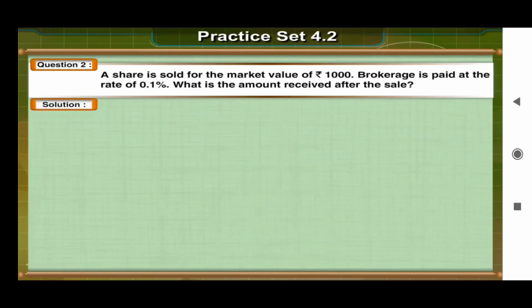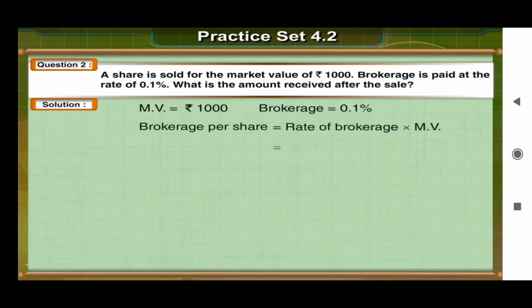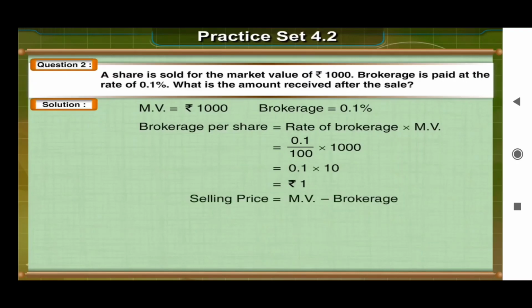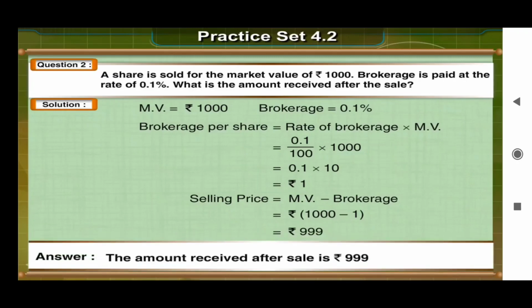Solution. The market value of the share is given to be rupees 1000. The brokerage rate is 0.1%, which is equal to 0.1 upon 100 into 1000. Therefore, brokerage is equal to rupees 1. Selling price is equal to market value of each share minus brokerage, which is equal to rupees 1000 minus 1, and that is equal to rupees 999. Answer. The amount received after sale is equal to rupees 999.